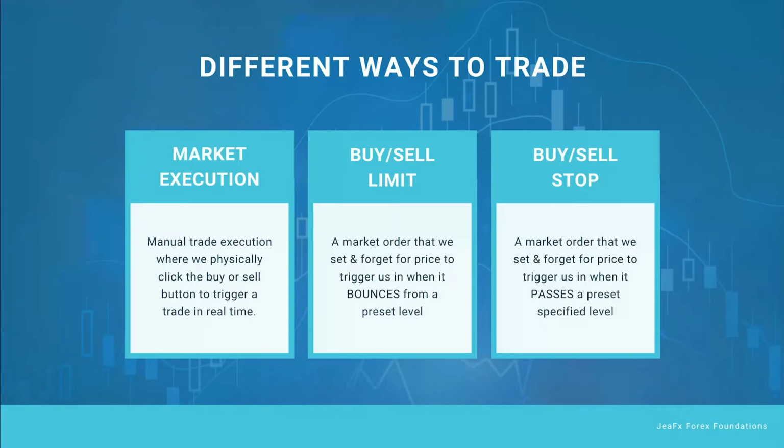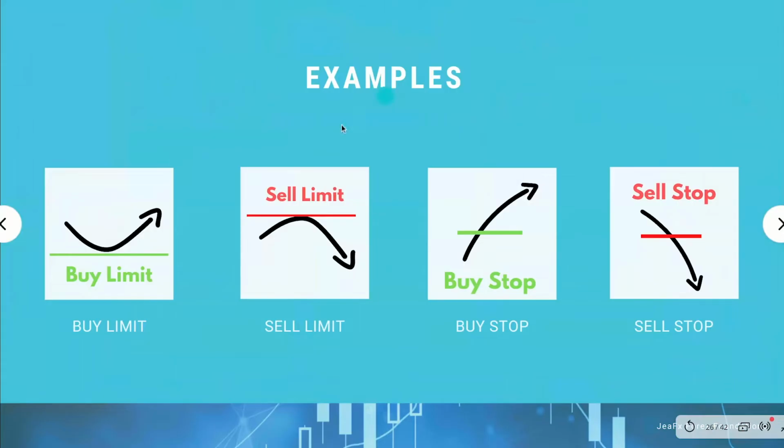There are buy and sell limits. This is a market order that we can set and forget, and price will trigger us into a trade when it bounces from a preset level. Now, the other side is a buy or sell stop, and this is essentially the same. However, we're not looking for it to bounce. We are looking for price to pass through this level. So some examples then, because it might be a little bit confusing right now. Here are some little graphics of that.